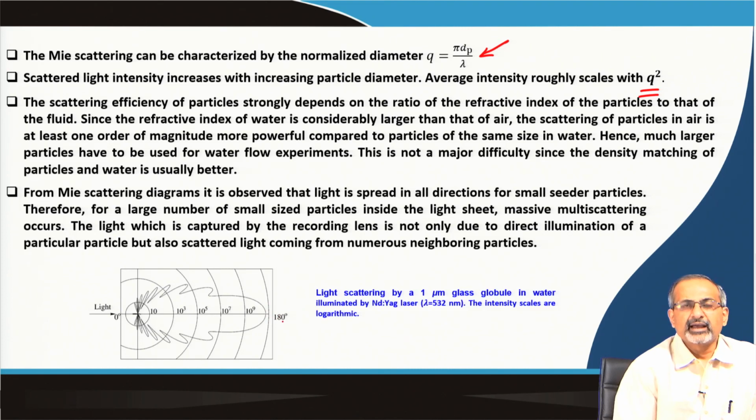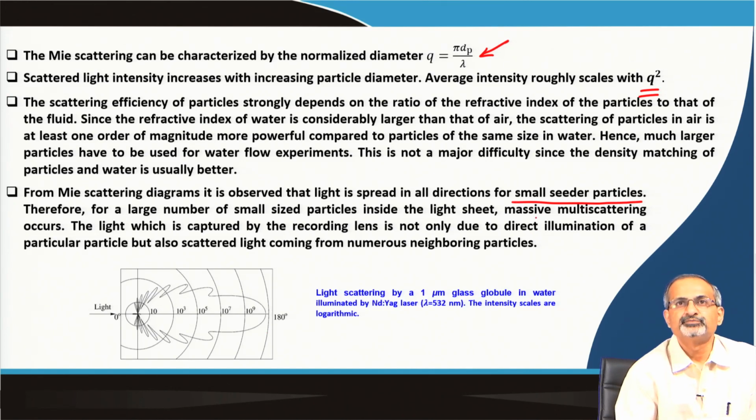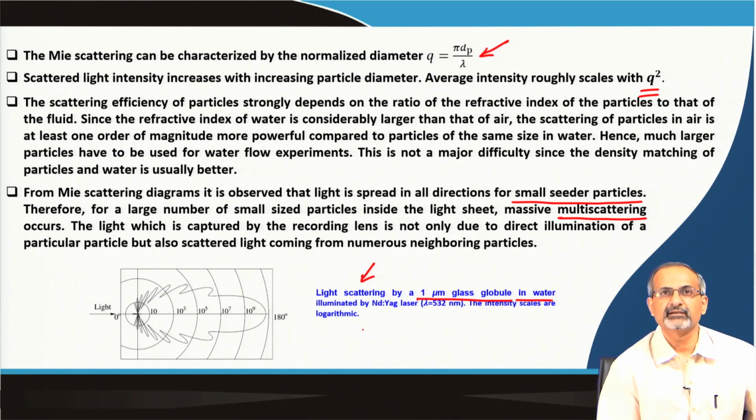Now, from Mie scattering diagrams, it is observed that light is spread in all directions for small particles, and therefore there could be a lot of multi scattering in such situations. Here we have provided a Mie diagram again for a 1 micron glass globule in water with the same Nd:YAG laser.